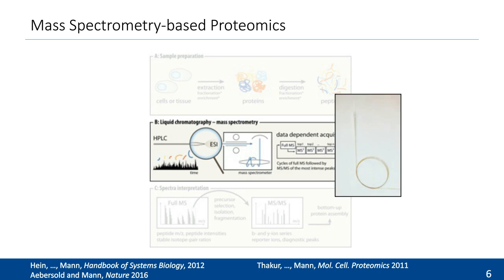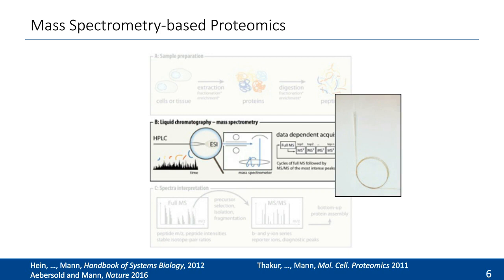So everything is based on nanoflow chromatography, and we typically use 50 centimeter long columns with a 75 micron inner diameter, and they are packed with 1.9 micron beads with a C18 coating.